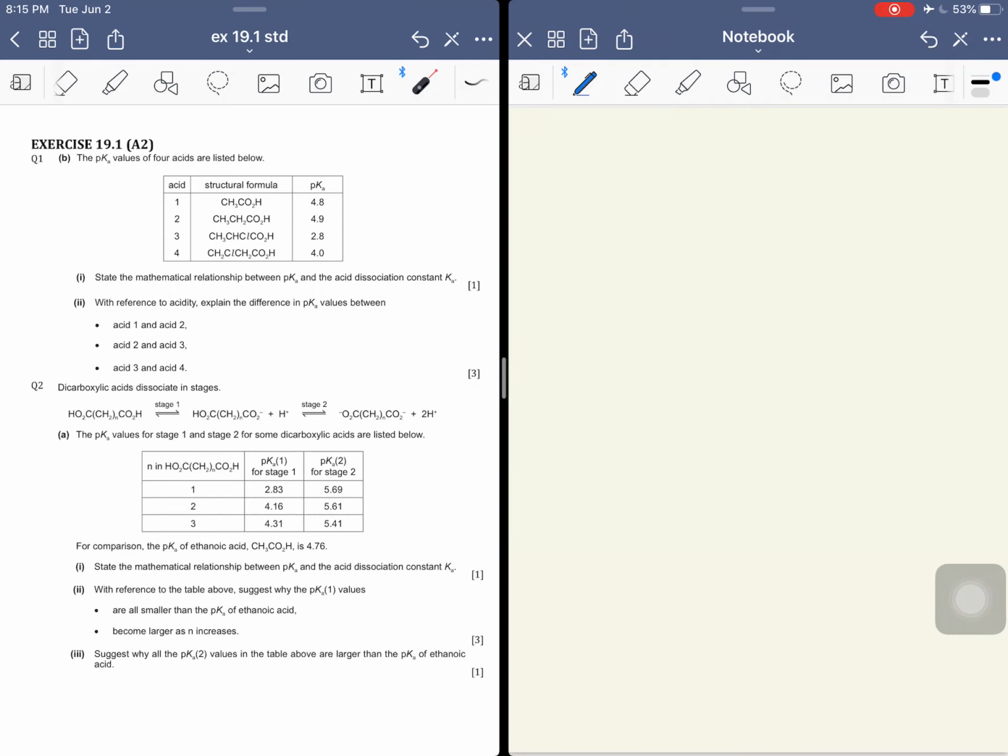Okay. So you want to look at the acid 1 and acid 2. Okay. So acid 1 is an ethanoic acid, and then acid 2 is a propanoic acid.